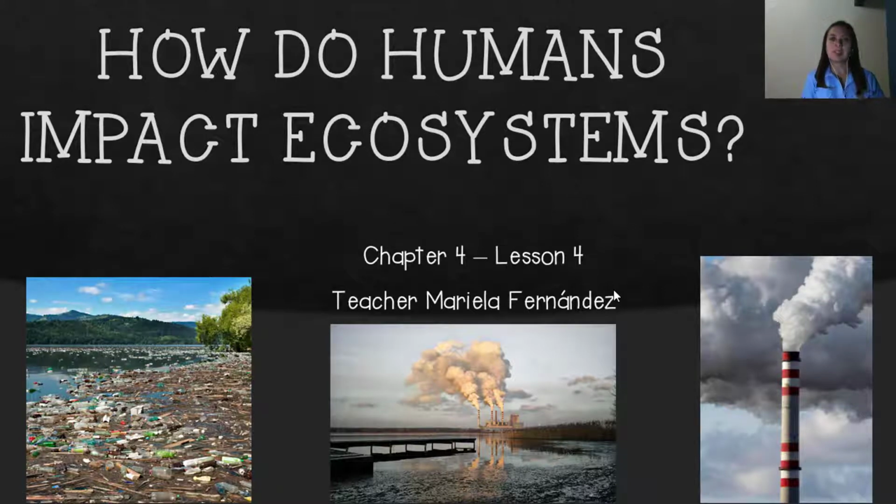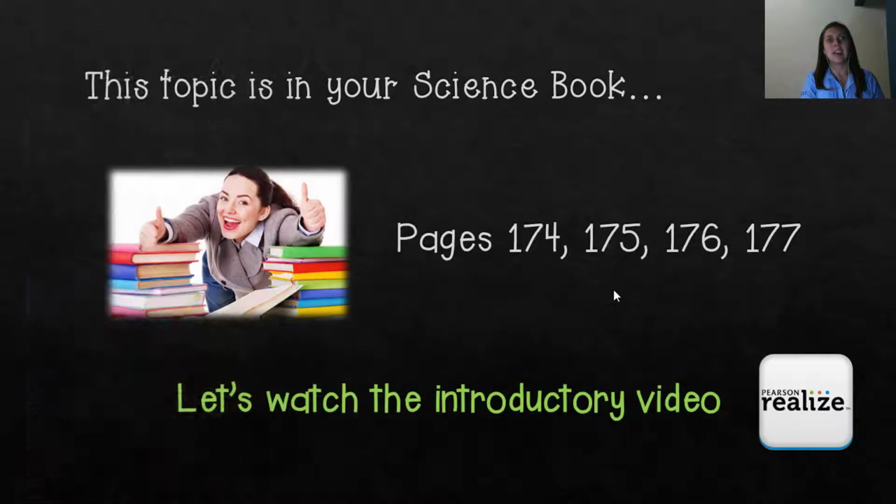I'm going to explain the topic from chapter 4, lesson 4. This is the last lesson on this chapter, and we're going to talk about how humans impact ecosystems. There are many actions that people do, and we're affecting our environment. So let's see. This topic is in your science book on these pages, and we're going to watch first the introductory video that is also assigned to you in prismrealize.com. So let's watch the video.